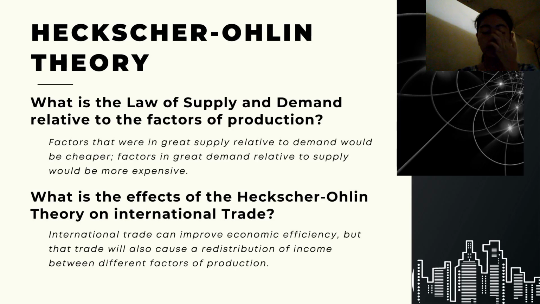So proceeding to the next slide is what is the law of supply and demand relative to the factors of production. Factors that are in great supply relative to demand would be cheaper. Factors in great demand relative to supply would be more expensive. Why is this? Factors that are in great supply relative to demand would be cheaper because since you have a lot of supply, it becomes cheaper especially in the market, because many will supply, so you have many competitors.